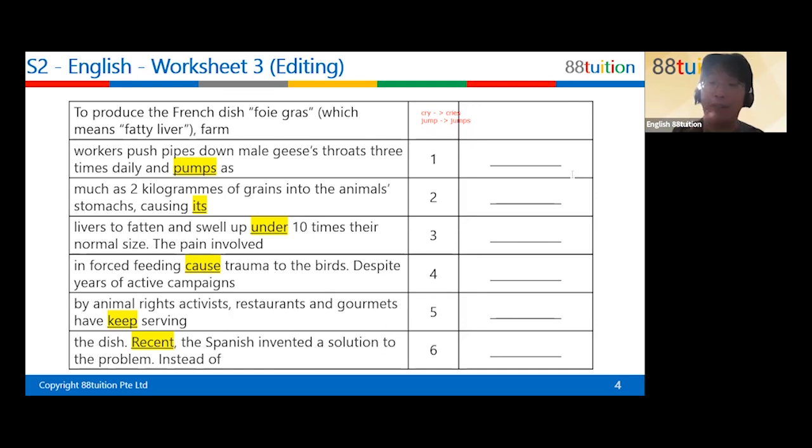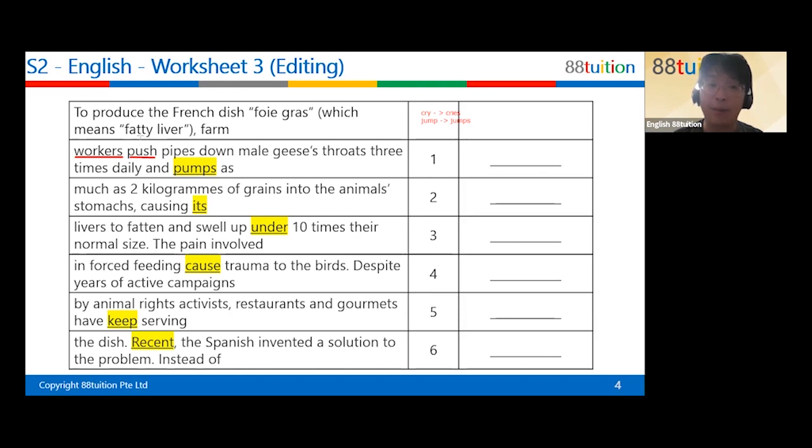He's just stating a fact, or she's just stating a fact and telling you this happens all the time. Now, this is, of course, wrong over here. Because who's the one doing the pumping? You have to ask yourself, where is the subject over here? And then we realize that the subject, the one doing the pumping, are the workers over here. So workers, what do they do? First verb, workers push the pipes down male geese's throats 3 times daily.